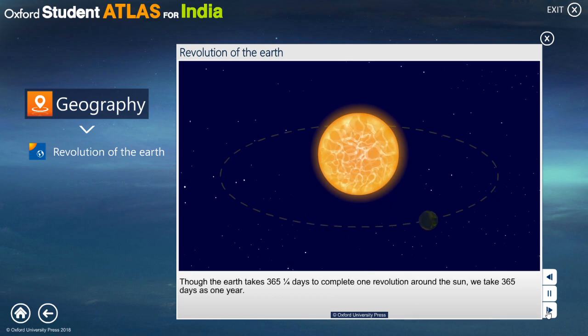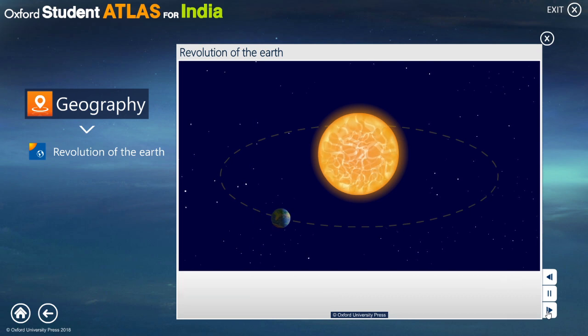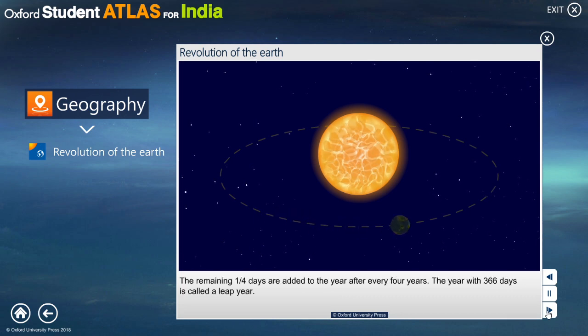Though the Earth takes 365 and 1/4 days to complete one revolution around the Sun, we take 365 days as 1 year. The remaining 1/4 days are added to the year after every 4 years. The year with 366 days is called a leap year.